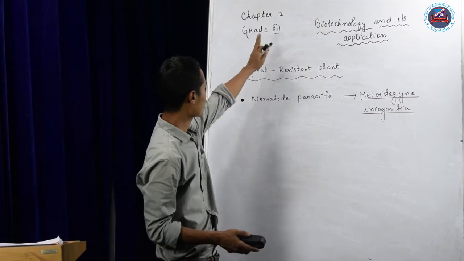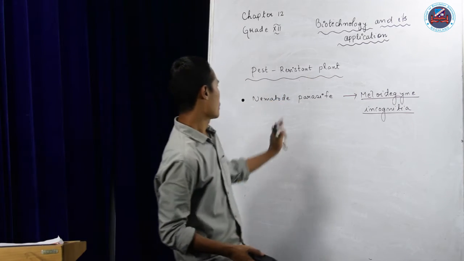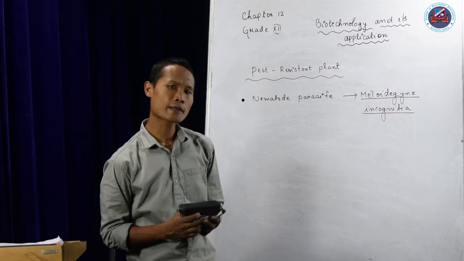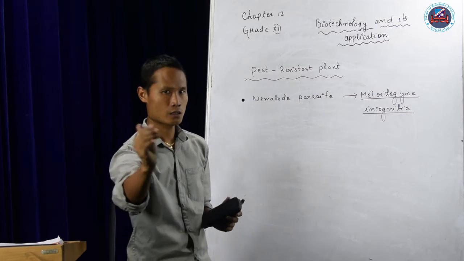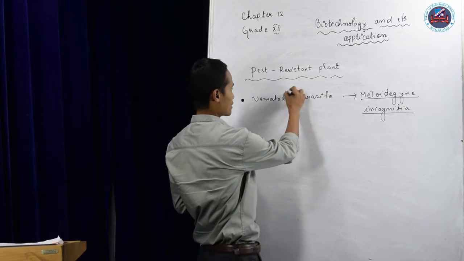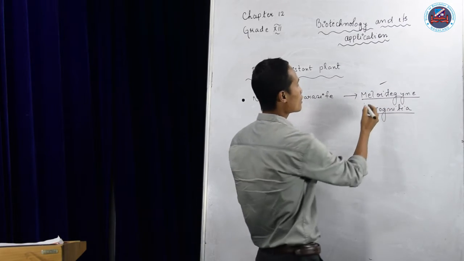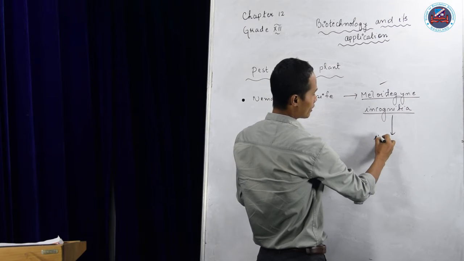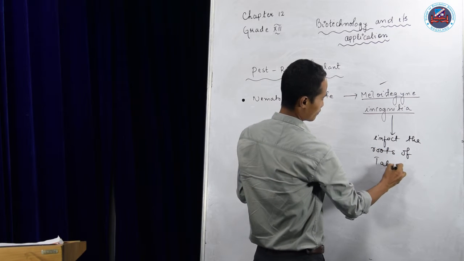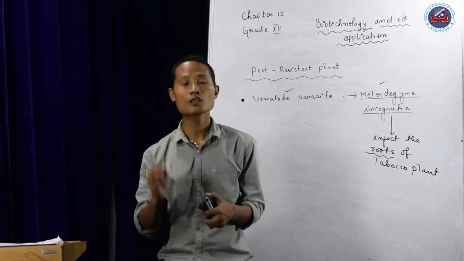Today we are going to discuss chapter 12, a new topic called pest resistant plant. Now, biotechnology or genetic engineering plays a very important role. In India, there was a time that the root of the tobacco plant was infected by a nematode parasite called Meloidogyne incognita. This infects the roots of the tobacco plant. It's not a leaf or stem, but it's the root of the tobacco plant.